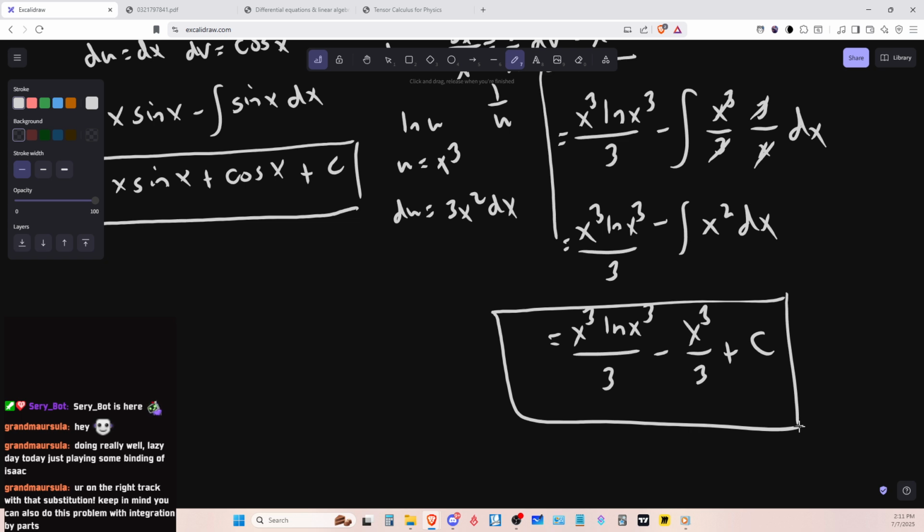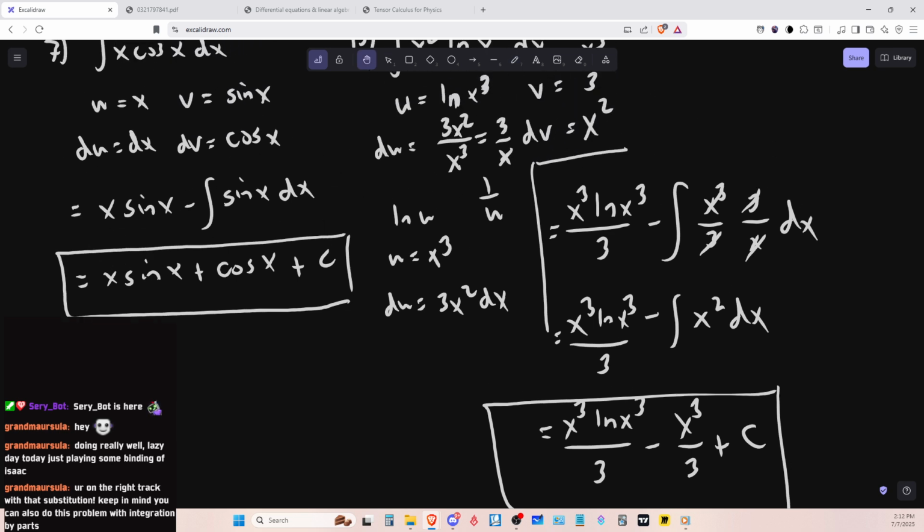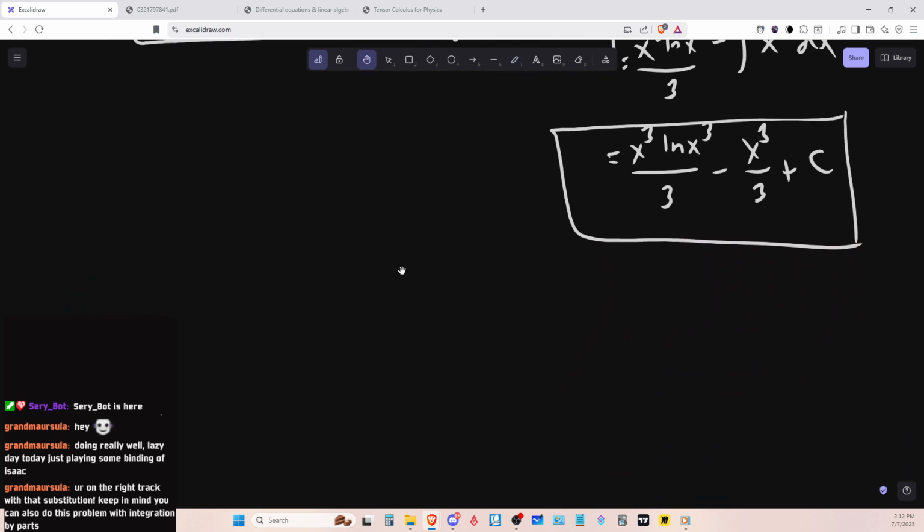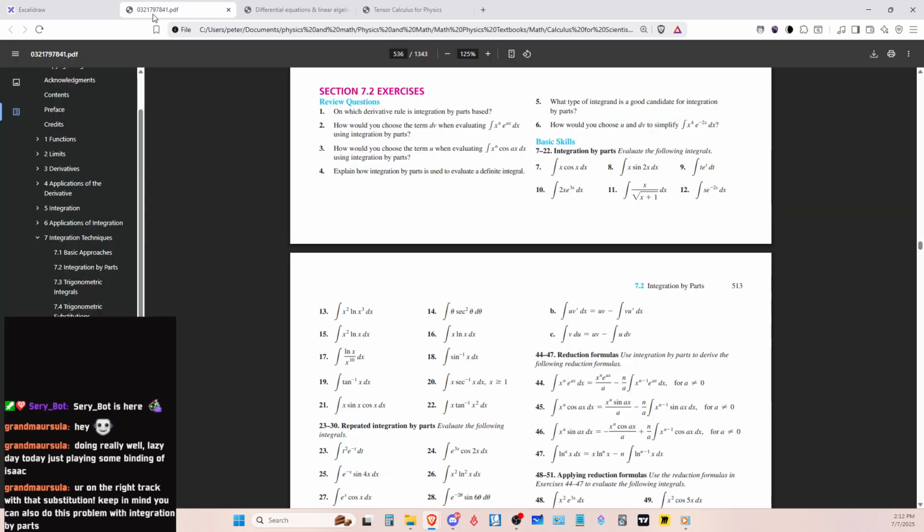You're on the right track with that substitution. Keep in mind you can also do this problem with integration by parts. Yeah, it looks like everything is... I think we did everything right there. Okay, maybe I'm not as far behind as I thought.